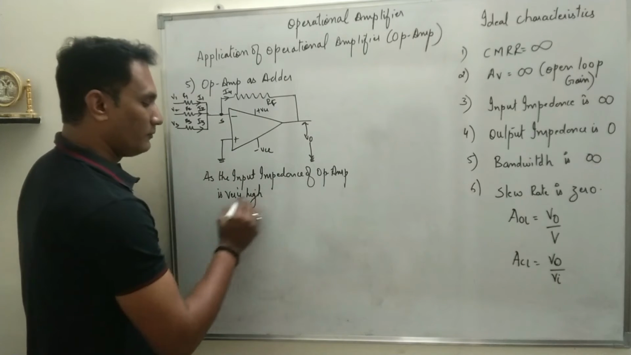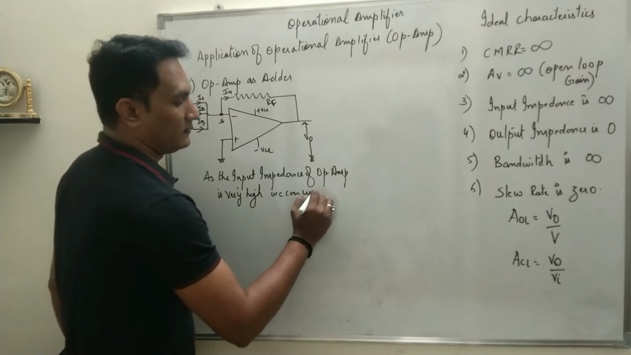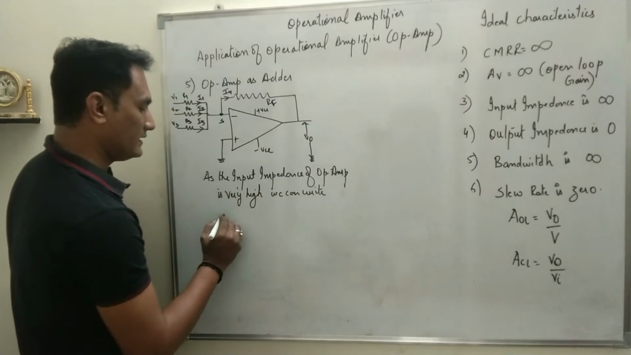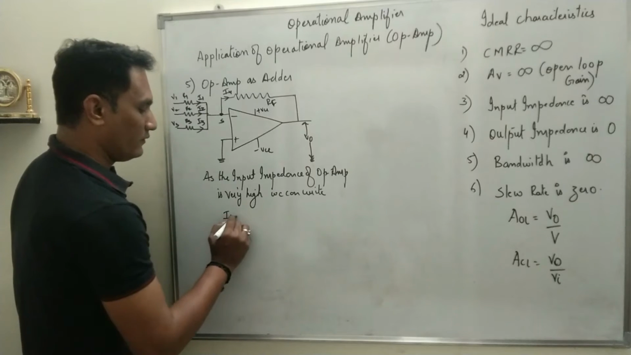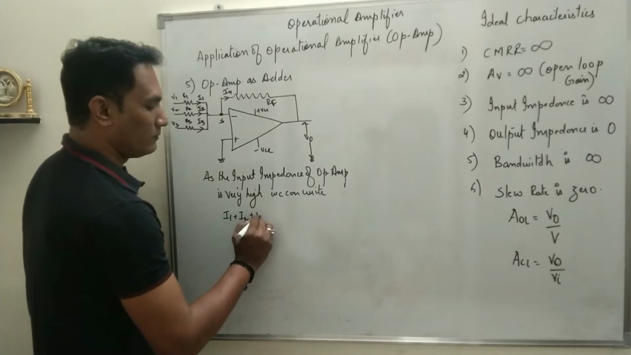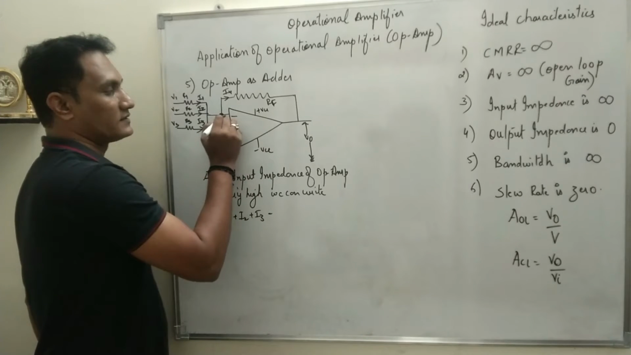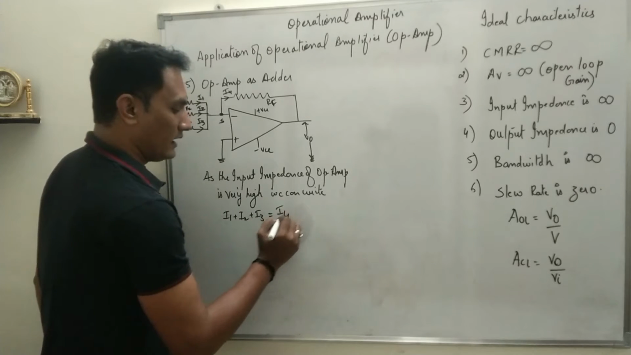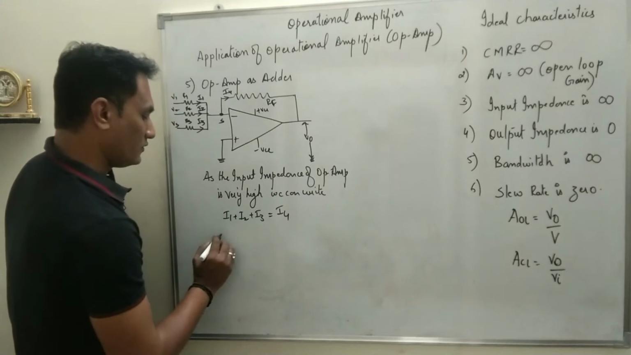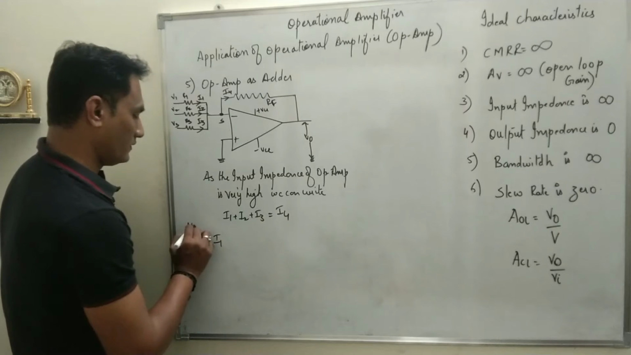So as the input impedance of op amp is very high, what we can write is current I1 plus I2 plus I3 up to this point. As input impedance is high, no current will flow, the same current will flow through I4, so it will be I4. Now I1, what is I1 now?